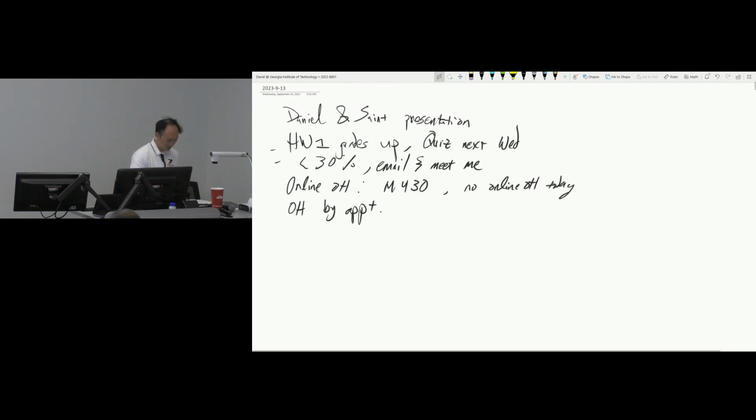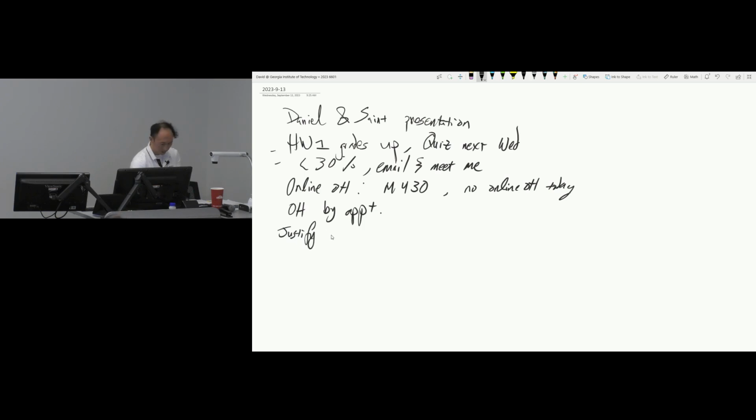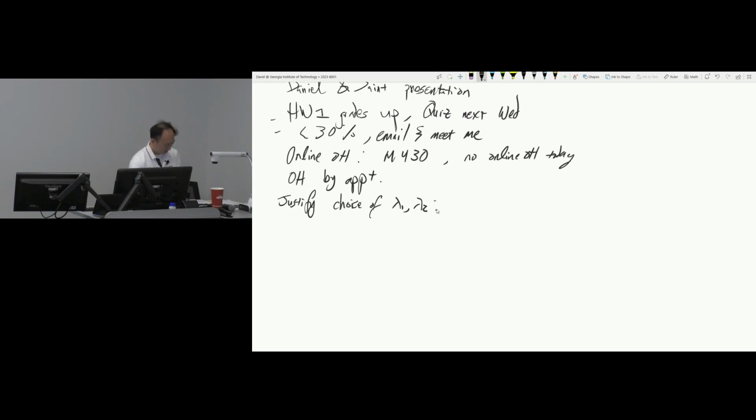All right. So what we're going to do today is justify the choice of k, and then derive conservation of energy. So let's first justify. Our deviatoric stress tensor from last time can be written like this.